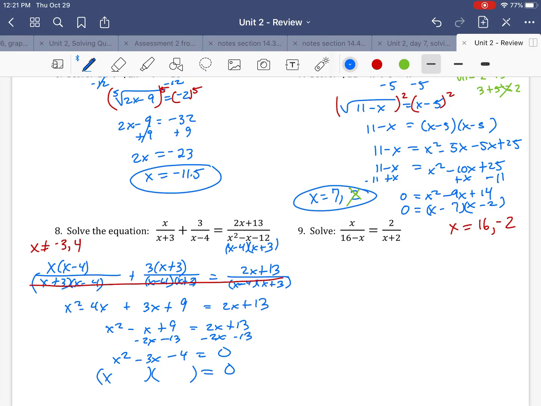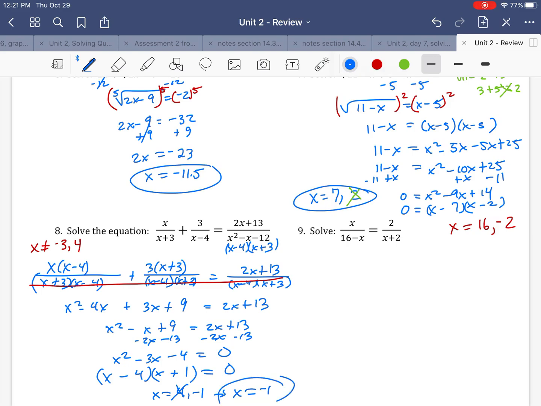Luckily, it's not too hard. So x and x, I had a minus 4 and a plus 1 will work out. So my answers are 4 and negative 1. But, uh-oh, look up here, 4, that's not going to work. So I don't want to accept 4. My only answer is x equals negative 1.